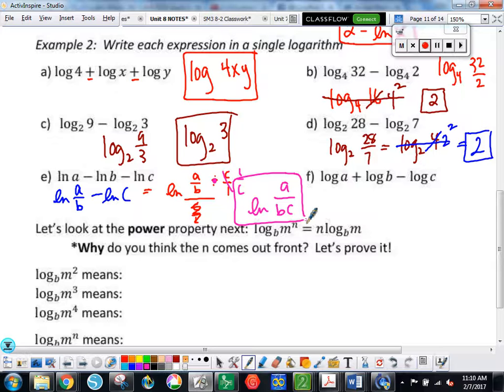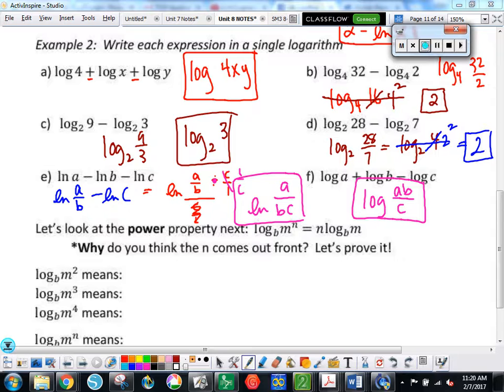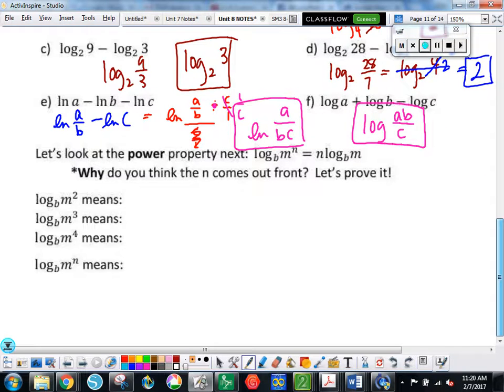So part F, log A plus log B minus log C is going to be log of what? AB over C. All right, I'm going to pause the recording. Please take, I don't know, 5 to 10 minutes, endure through it. It's an endurance question. Okay, let's prove one of these properties.